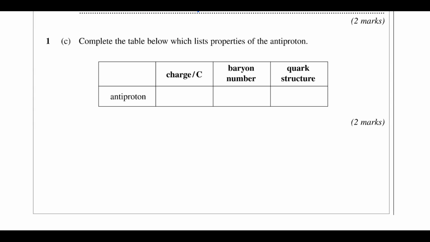Okay, so I'm going to complete the table below, which lists the properties of an antiproton. So an antiproton has a charge of minus 1.6 times 10 to the minus 19 coulombs, because a proton is +1. It has a baryon number of -1 because it's an antiparticle, and its quark structure is exactly the opposite of a proton. So a proton is up, up, down. That means an antiproton is anti-up, anti-up, anti-down. So that completes that fairly basic question straight away.